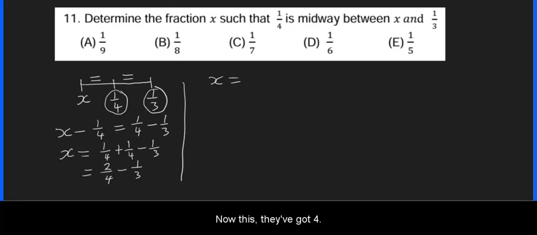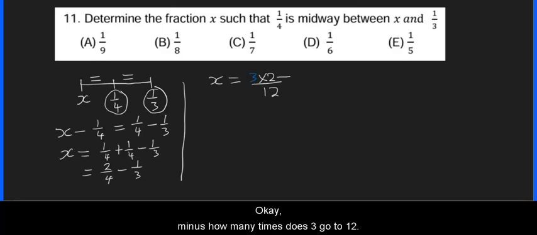Now I've got 4 and 3. What's the lowest common denominator? It is 12. Okay, the lowest common denominator is 12. Now, how many times does 4 go to 12? It goes 3 times. Now 3 times 2. The 2 is the numerator there. Minus how many times does 3 go to 12?